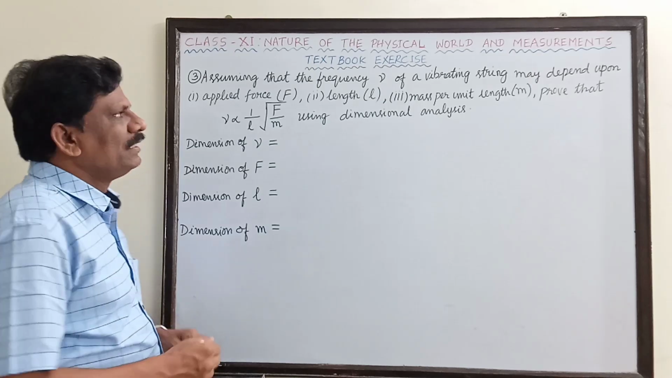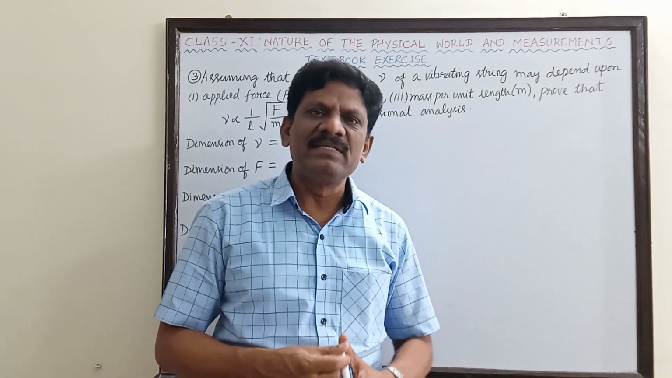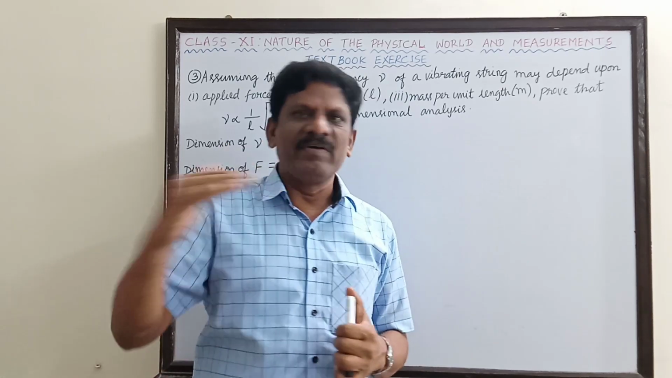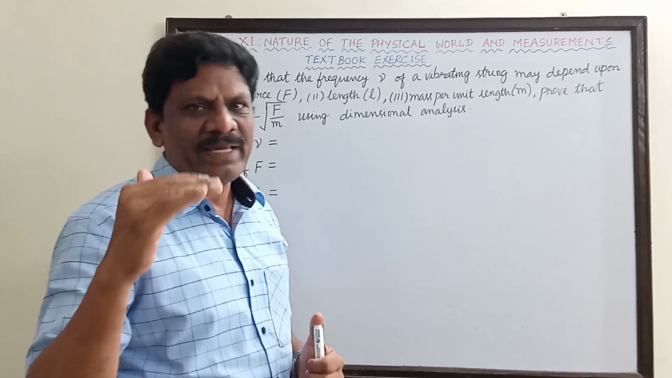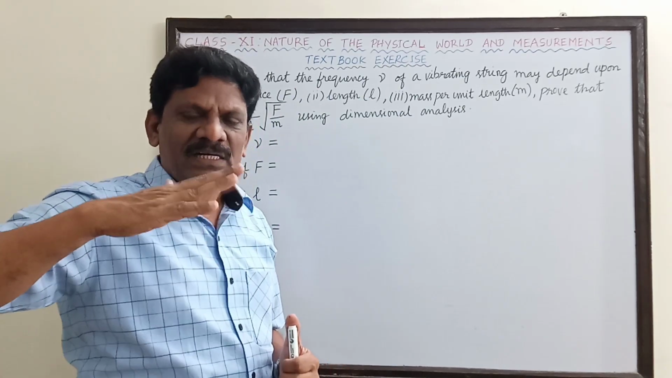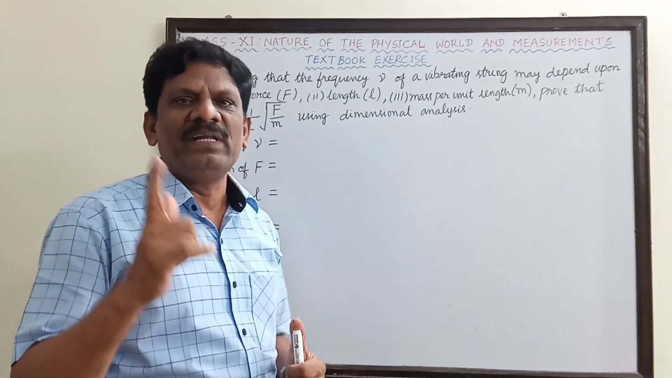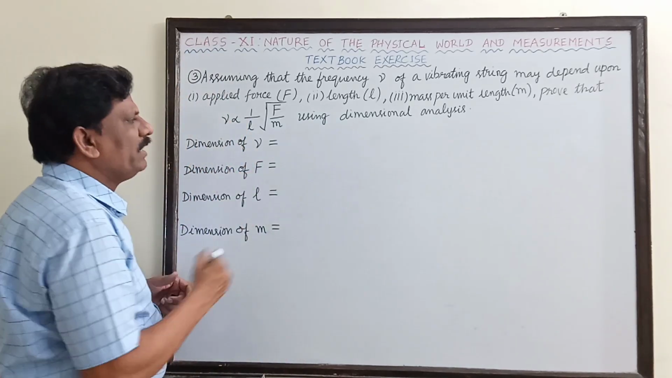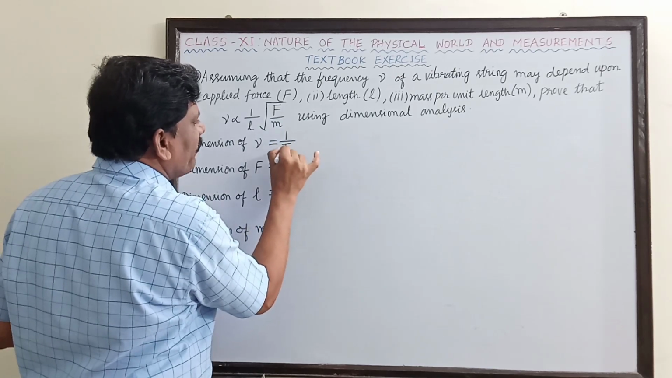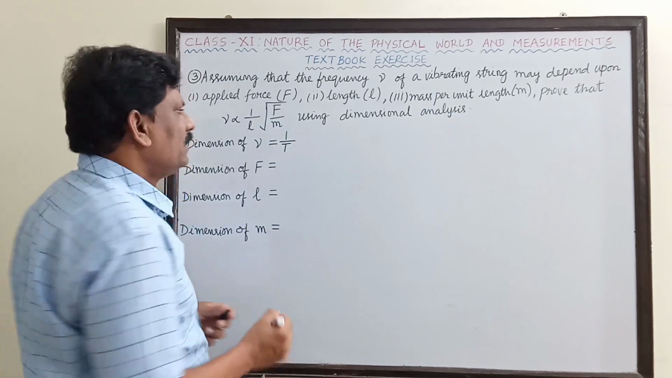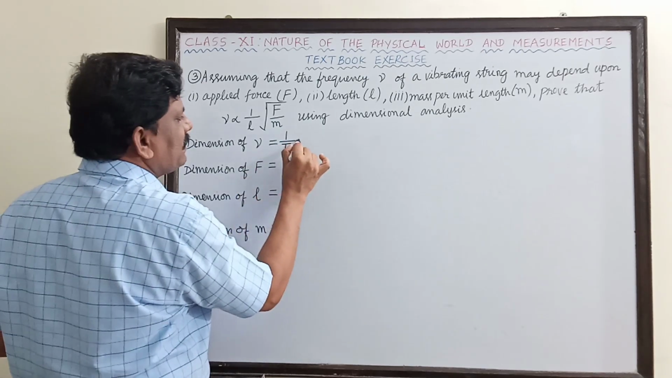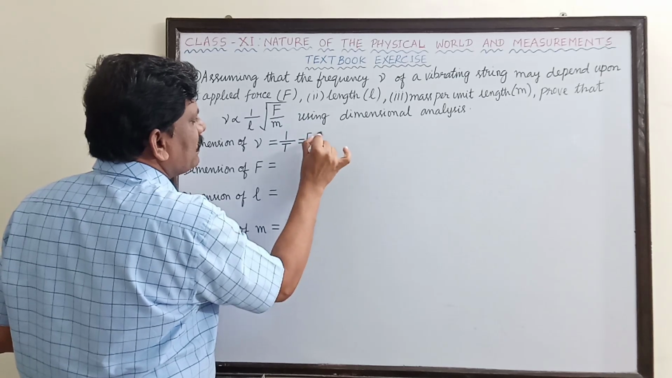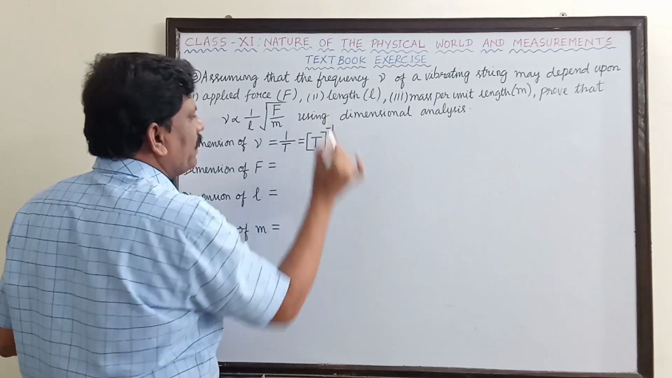First of all, what is the meaning of frequency of a vibrating string? A string is vibrating just like the vibrations of a veena or a violin or guitar string. The number of vibrations per unit time is called its frequency. Therefore, the dimensions of frequency nu must be equal to the reciprocal of its time period. So its dimension is T power minus 1.